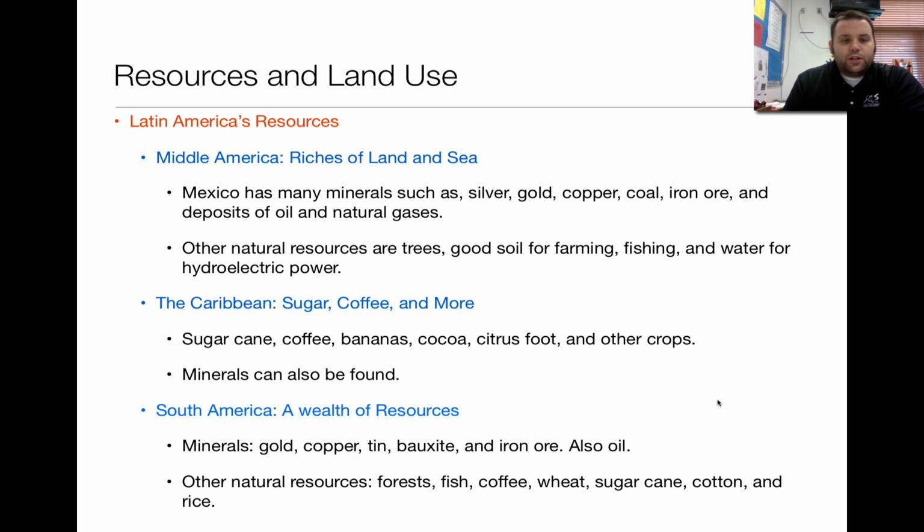In South America, there are many more resources, as there should be, because it's a large region. So gold, copper, tin, bauxite, which is a mineral used for making something that you'll find out later, and iron ore. Also, there can be oil found there. Venezuela is a big oil producing nation in South America, but they also have other natural resources: forests, fish, coffee, wheat, sugarcane, cotton, rice, and so on and so forth.